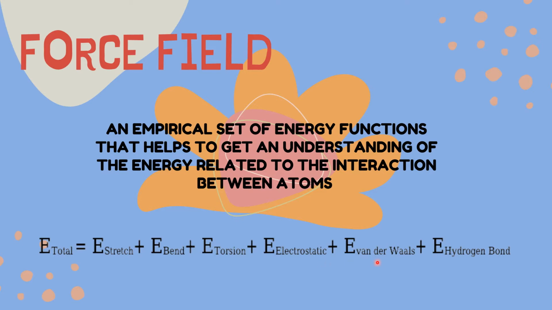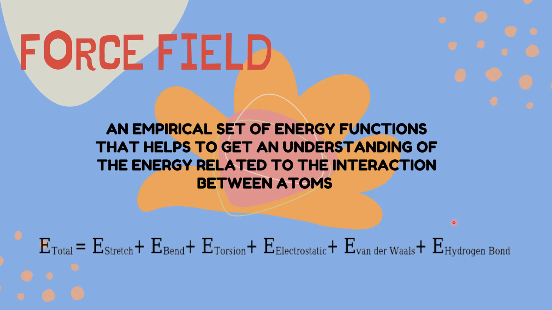And then we have van der Waals term, which is E van der Waals. It describes the attractive and repulsive interactions between atoms, or in simple terms, the interatomic forces. This term can be approximated by using Lennard-Jones 12-6 potential, which can be thought of as a function of the distance between the centers of the two interacting atoms or the molecules.